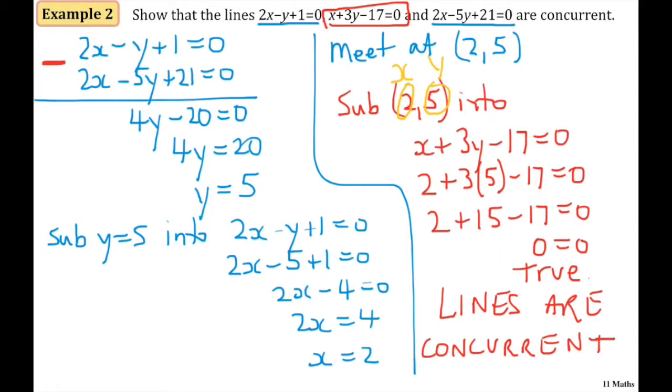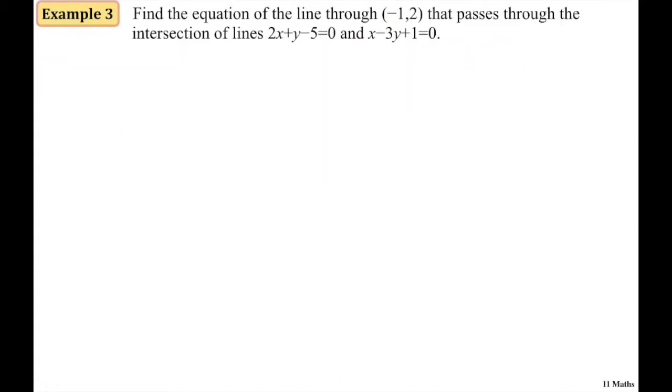Let's try going on to our next example, example 3. Find the equation of a line through -1, 2 that passes through the intersection of those two lines. Well, I need to find where the two lines intersect. So to find where the two lines intersect, I'll need to solve simultaneously. Now I can see straight away, I'm actually going to cheat a little bit, I can see straight away that the second line starts with an x. So I'm actually going to take that equation and times it by 2 and write both of the two lines down now.